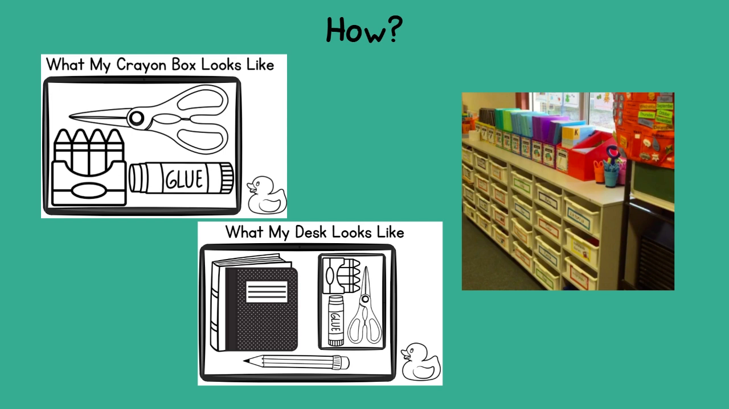Now, how do we set our kids up for success? I created these posters using Canva of what my cram box should look like and then what my desk should look like. So this will help my kindergartners be able to just quickly look at the poster and then look in their desk. Am I in a good place?